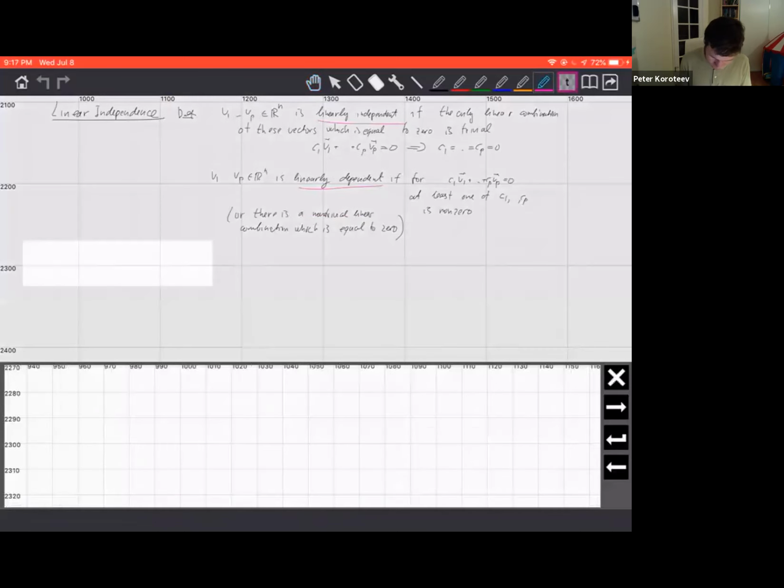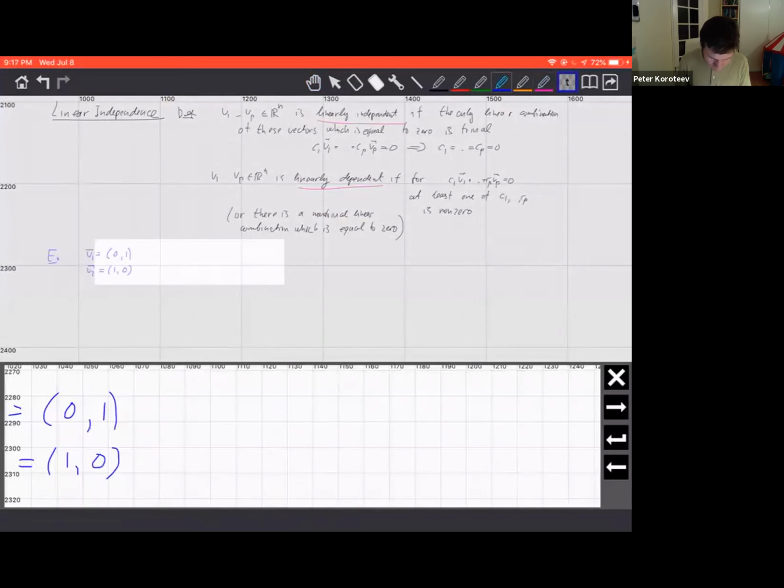Examples. Say v1 is equal to (0, 1), v2 is (1, 0). Are they linearly independent or linearly dependent in R2? What do you think?